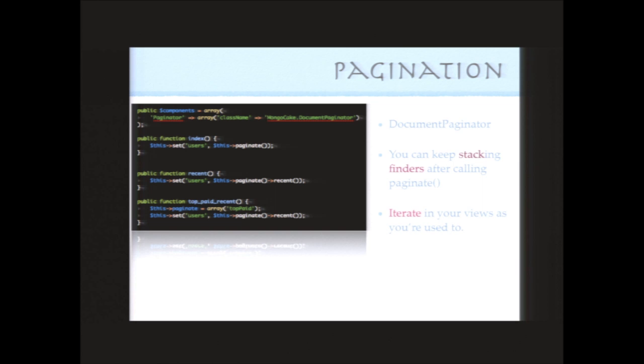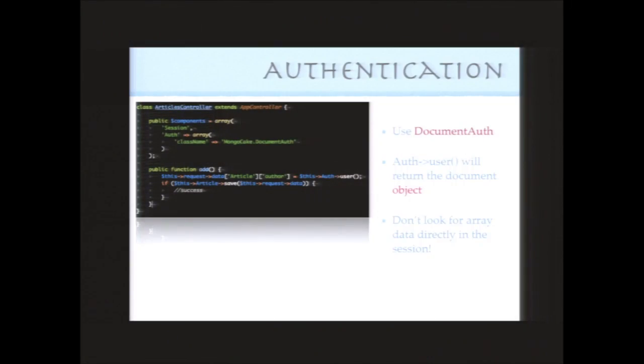So you just need to iterate your results as you're used to. For each user, do this. For authentication, you have to use the MongoCake document auth class. Basically, if you need to know why I had to do this, it's because it's not a good thing to store objects in the session. Or at least it was not good for me. It was really hard to do.